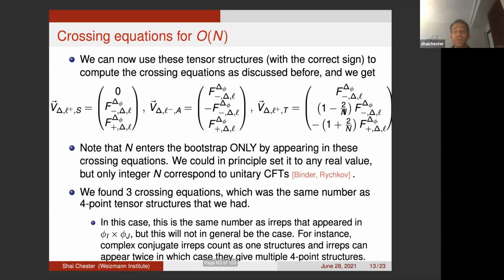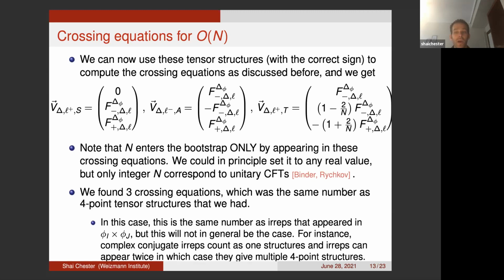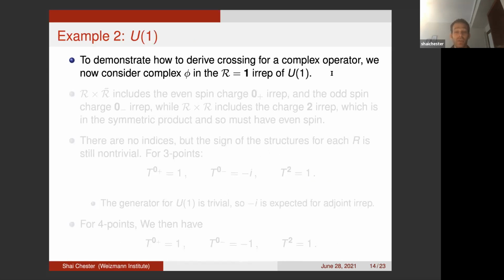Okay, so this concludes our explicit example of the fundamentals of ON, which is probably the simplest case you can find. A slight variation of this is the case of U1. And this allows us to talk about complex operators, whereas before we were just talking about real operators. So now we let phi be a complex operator in the charge representation 1 of U1. And so notice that there's no labels because we're just saying it's either charged or uncharged.